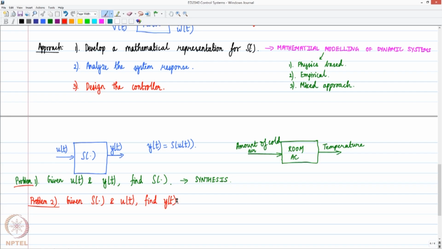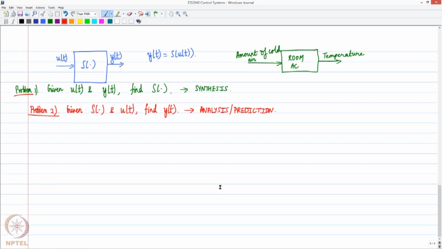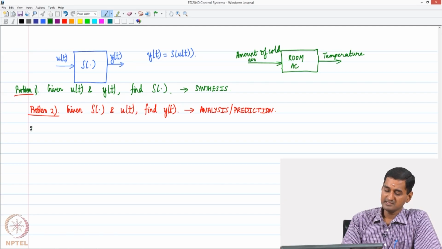So the advantage is that I can predict the temperature variation without the requirement of buying the air conditioner, installing it and testing it, so that I can make a well informed choice as far as which AC to buy. This problem is what is called the analysis problem or the prediction problem.